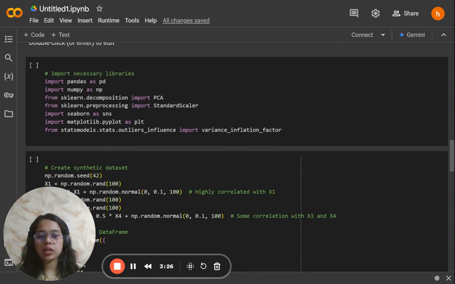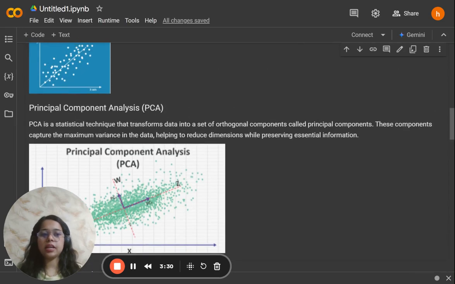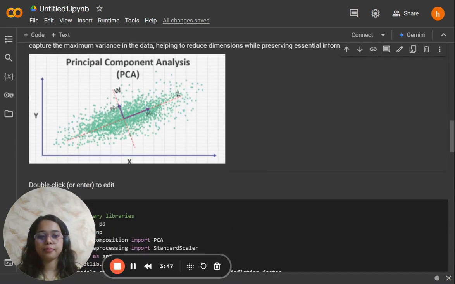Now, the steps to perform PCA. First, we standardize the data. Then we compute principal components, that is, calculate the components that capture the maximum variance. Third, we choose the number of components, that is, we select the components based on how much variance they explain.